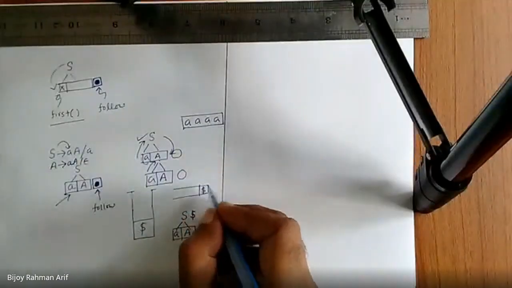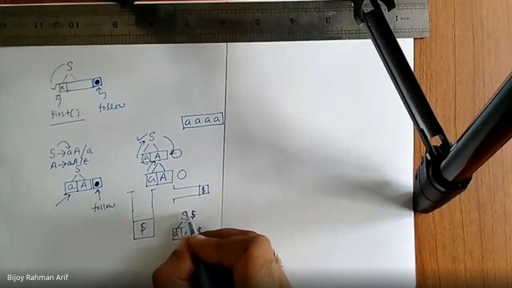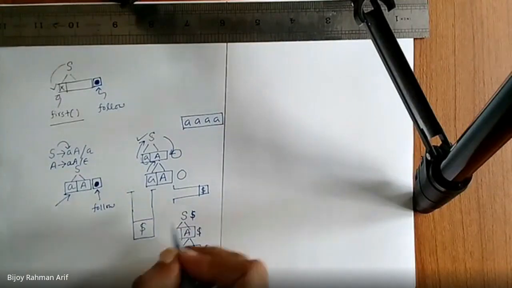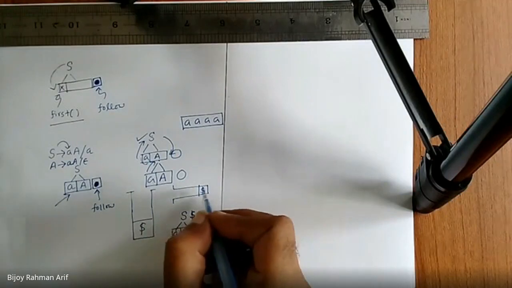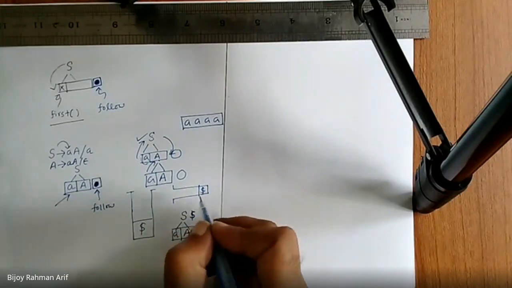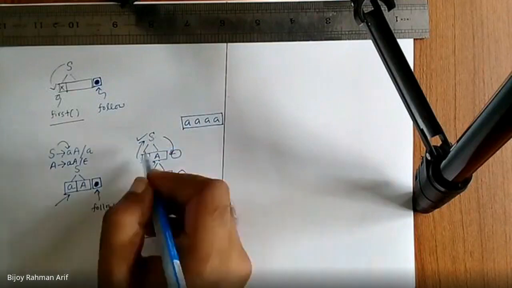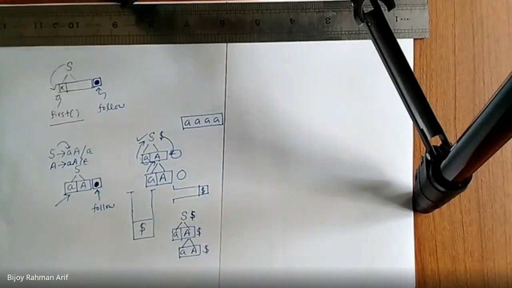This one is an imaginary symbol. We always use this imaginary symbol, dollar, at the end of the stack and the end of the input buffer. As we always use the imaginary symbol, definitely we can also assume after S there is a dollar. Is it clear to you guys? So everything ends with a dollar.